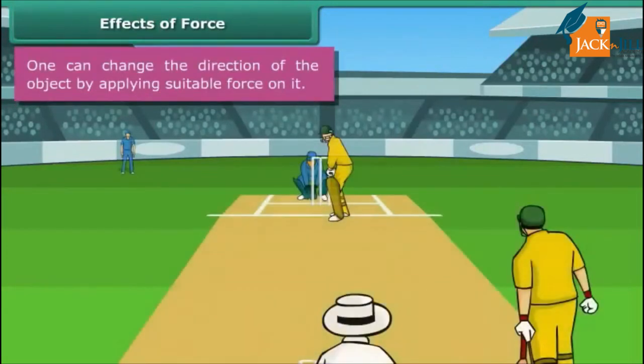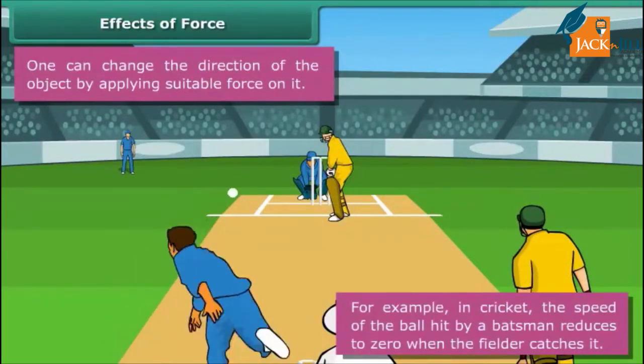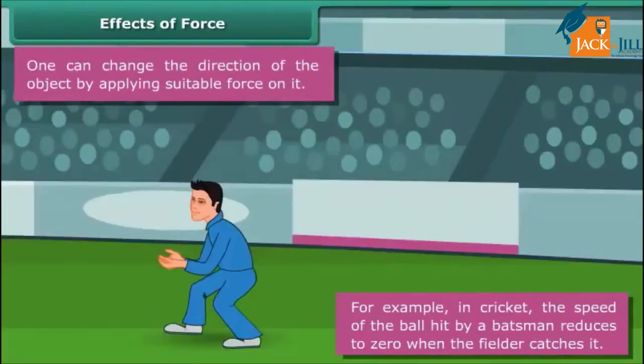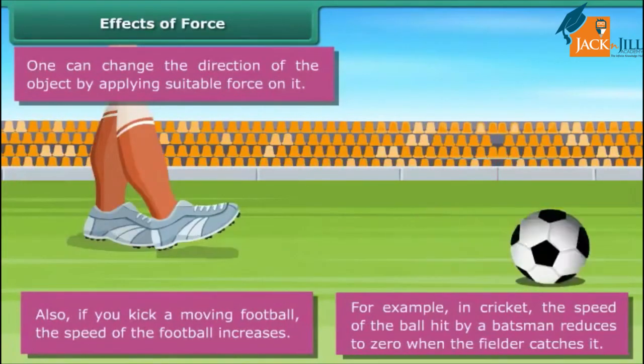Effects of force. One can change the direction of the object by applying suitable force on it. For example, in cricket, the speed of the ball hit by a batsman reduces to 0 when the fielder catches it. Also, if you kick a moving football, the speed of the football increases.